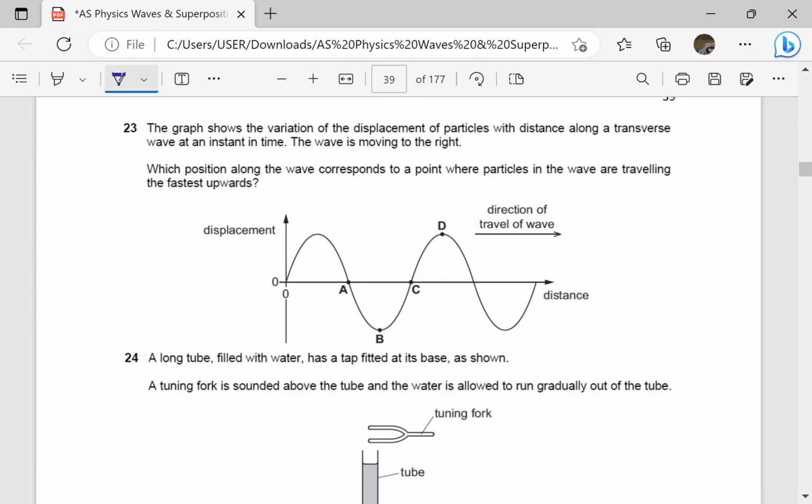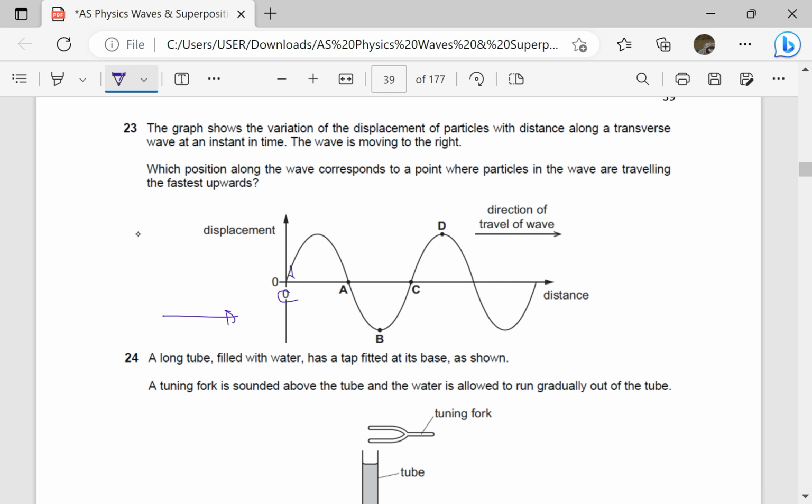The graph shows the variation of the displacement of particles with distance along a transverse wave at an instant in time. The wave is moving to the right. So the wave is moving in this direction. That means the distance is increasing on the other side. Which position along the wave corresponds to a point where the particles in the wave are traveling the fastest upwards?